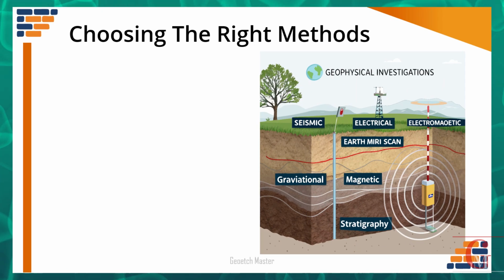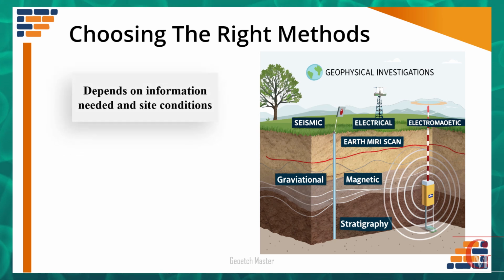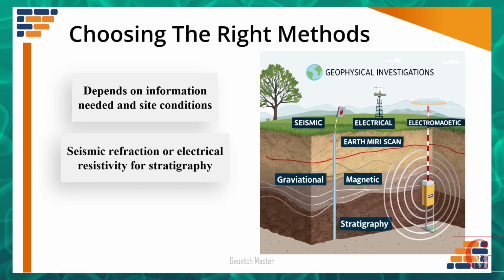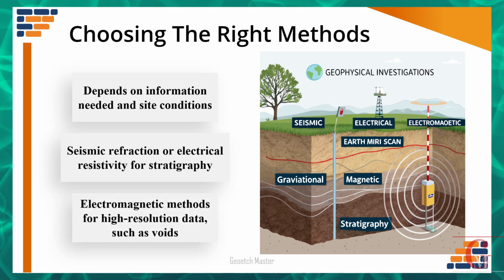So, how do you choose the right geophysical method? Well, that really depends on the information you are looking for and on the specific conditions of your site. For example, if you are interested in stratigraphy and you are not too concerned about high-resolution subsurface information, then seismic refraction or electrical resistivity methods might be good choices. On the other hand, if you are looking for high-resolution information, such as underground voids, electromagnetic methods may be more suitable. The point is, there is a variety of methods available, and the selection will depend on your project.